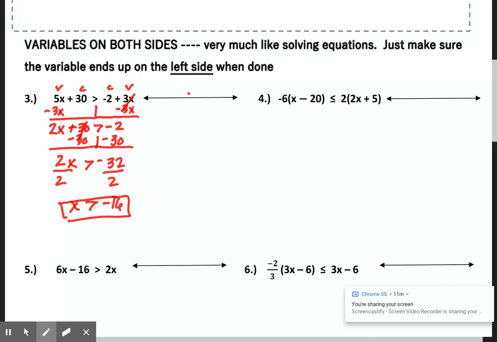All right, so we're going to come up here on the number line, put our negative 16, and it doesn't have a line underneath it, so it's going to be an open circle. And we want a number that's greater than 16, which will be to the right.